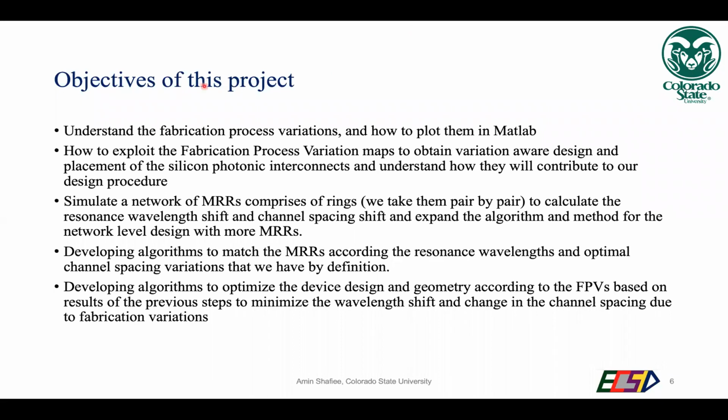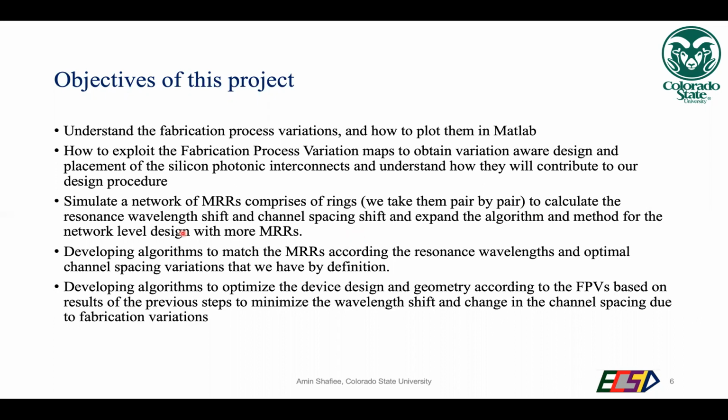So, what are the objectives of this project? First of all, we have to understand the fabrication process variations and how to plot them in MATLAB. Then we should understand how to exploit the fabrication process variation maps, or FPV maps, to obtain the variation-aware design and placement of silicon photonic interconnects and understand how they will contribute to our design procedure. Then we have to simulate a network of MRRs comprising rings, which we take pair by pair and match them together to calculate the resonance wavelength shift and channel spacing shift, and expand the algorithm and the method that we used for network-level design with more MRRs.